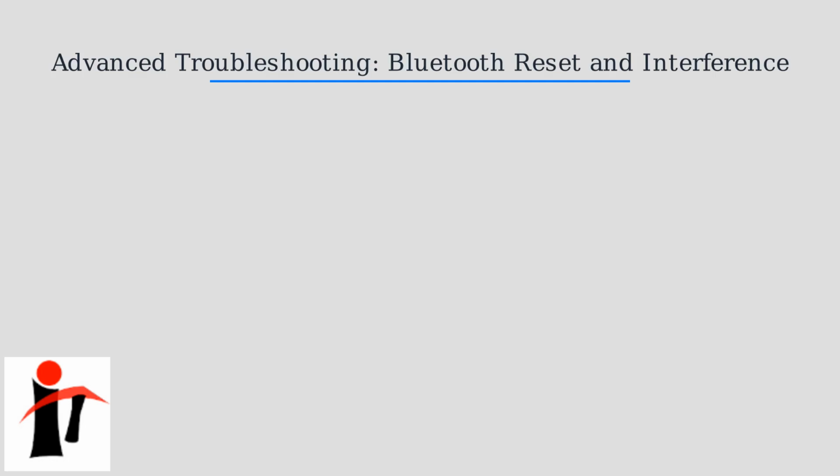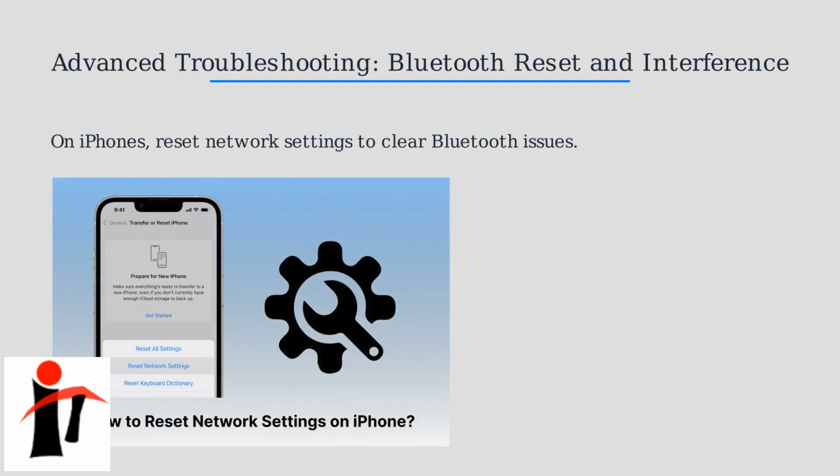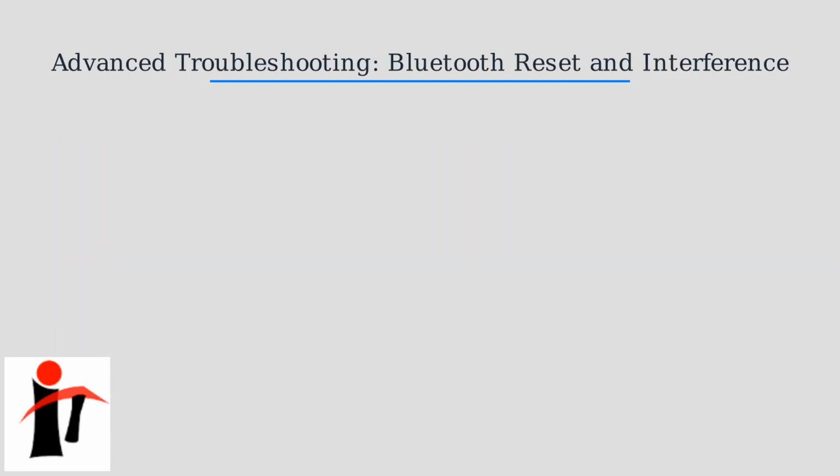Start by resetting your phone's Bluetooth settings entirely. On iPhones, this involves resetting network settings, which clears all network-related configurations, including Bluetooth. On Android devices, navigate to Bluetooth settings and clear the cache and data for the Bluetooth app. After resetting, test the phone key in an area free from potential interference sources like Wi-Fi routers or other electronic devices. Note that solar panels can also generate electromagnetic interference that affects Bluetooth connectivity.